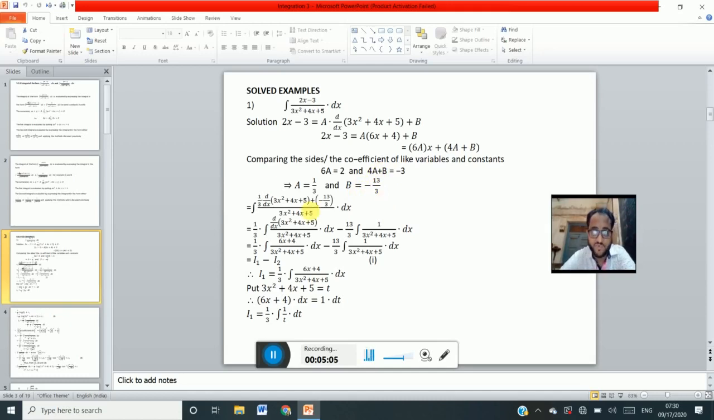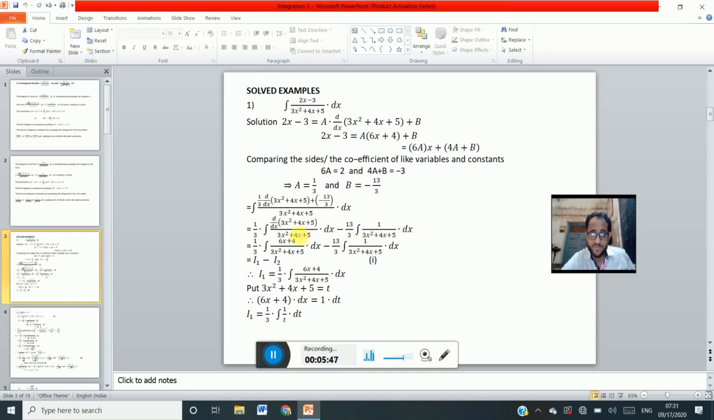Now substitute these values of A and B in the equation for the replacement of the numerator. By substituting the values of A and B, the numerator is replaced: it is 1 by 3 derivative of denominator plus B, minus 13 by 3, divided by the denominator. Now separate the terms and take the constants outside the integration. So here 1 by 3 is a constant, so it is outside the integration, and derivative of denominator upon denominator is the first integral, and minus 13 by 3 is a constant in the second term, and 1 upon 3x square plus 4x plus 5 is the second integration we get.